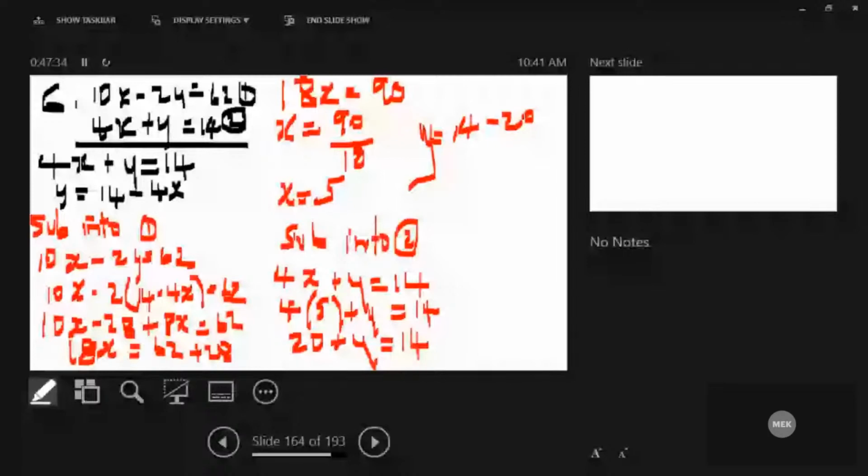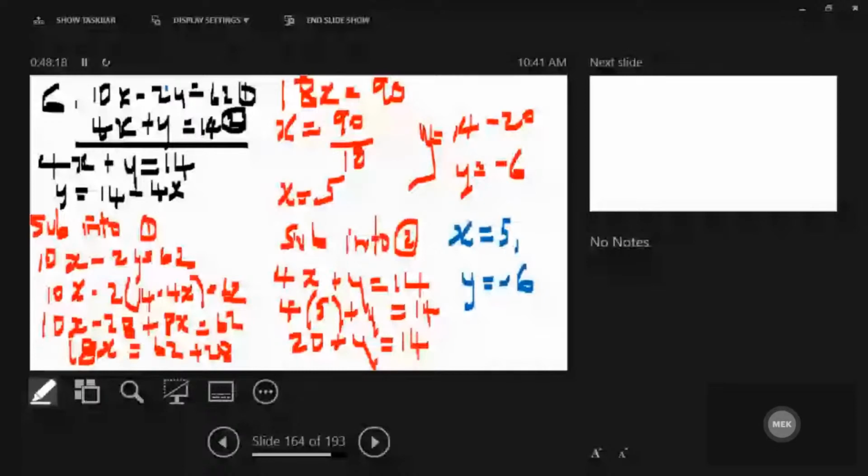All right, we're going to substitute to get our solution set. Our solution set would be x is equal to 5 and y is equal to negative 6. All right, so 10 times 5 is 50. Negative 2 times negative 6 is 12. 50 plus 12 is 62. 4 times 5 is 20. Minus 6 gives 14.